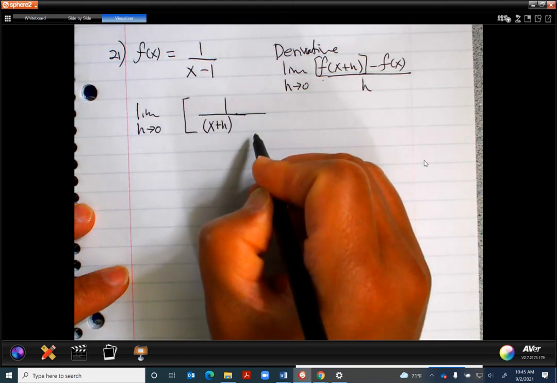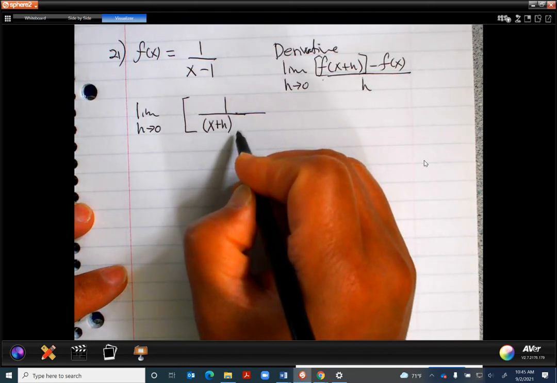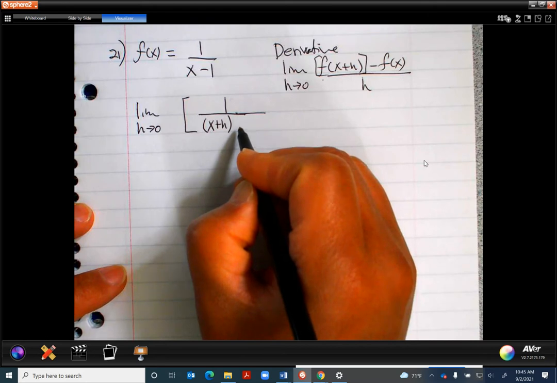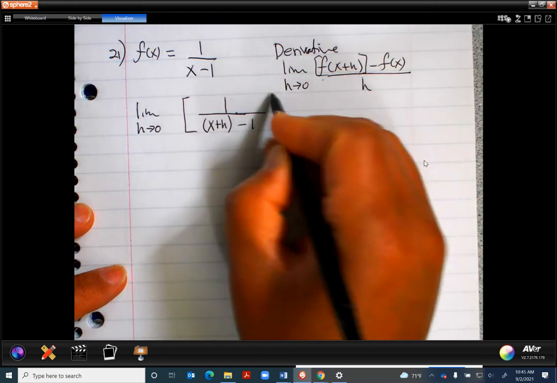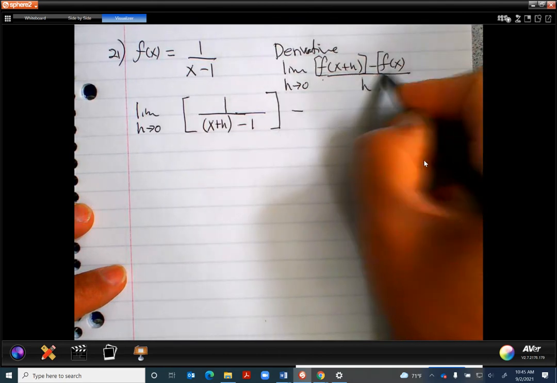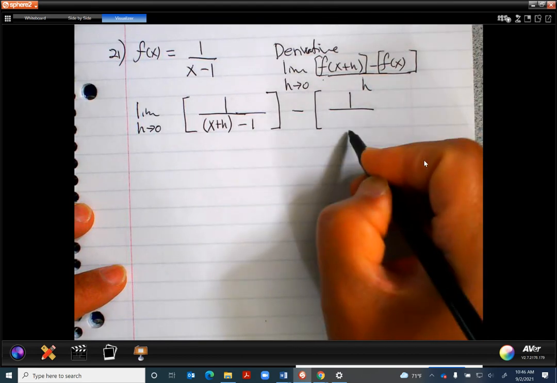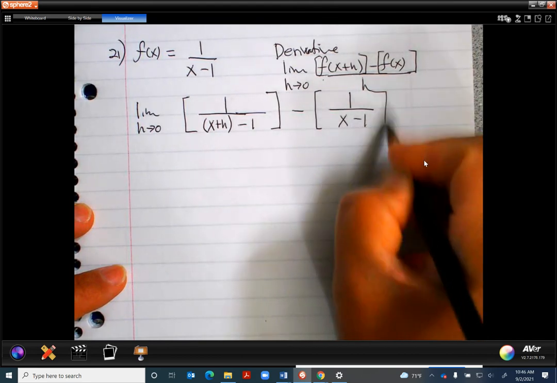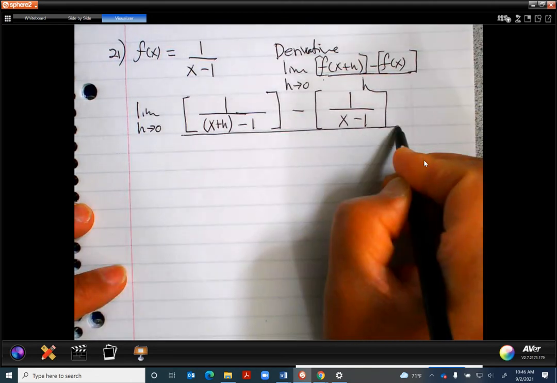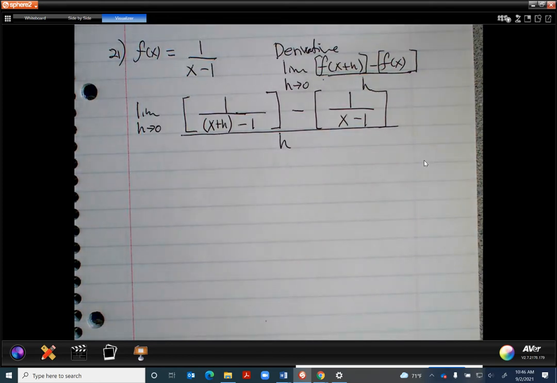Stay with me. Stop copying. Stay with me, okay? Plus h. 1 over parentheses x plus h minus 1. And close the bracket. Stay with me. Stop copying. Minus your second bracket. What is your second bracket? 1 over x minus 1. There it is. And everything over h. Alright, now you copy. That looks so ugly.